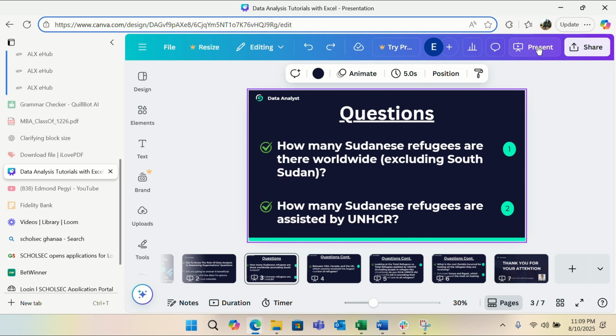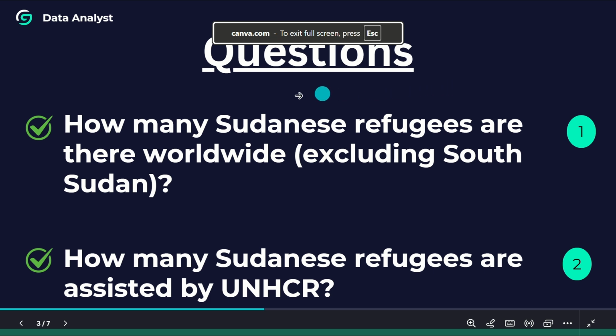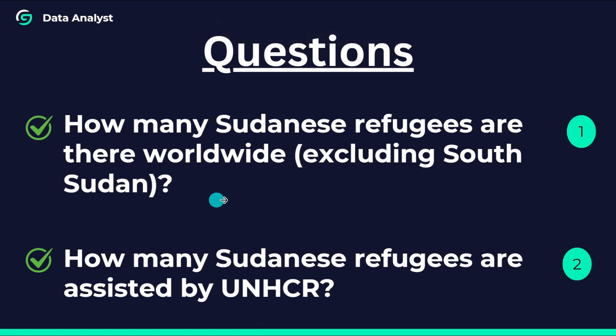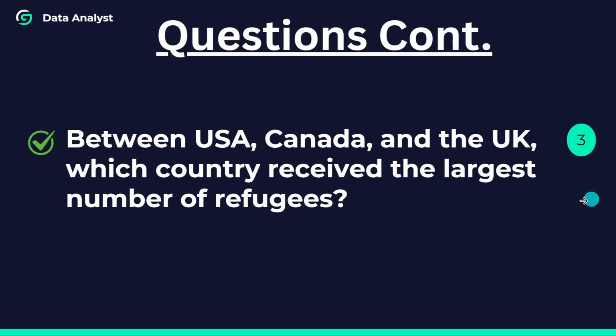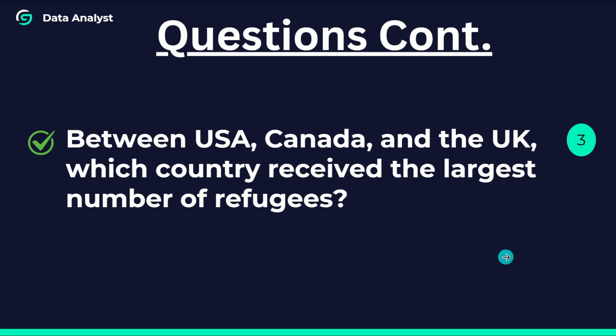So I present to you this full screen. So first question, how many Sudanese refugees are there worldwide, excluding South Sudan? Then how many Sudanese refugees are assisted by UNHCR? Question number 2. Question number 3, between USA, Canada, and the UK, which country received the largest number of refugees?